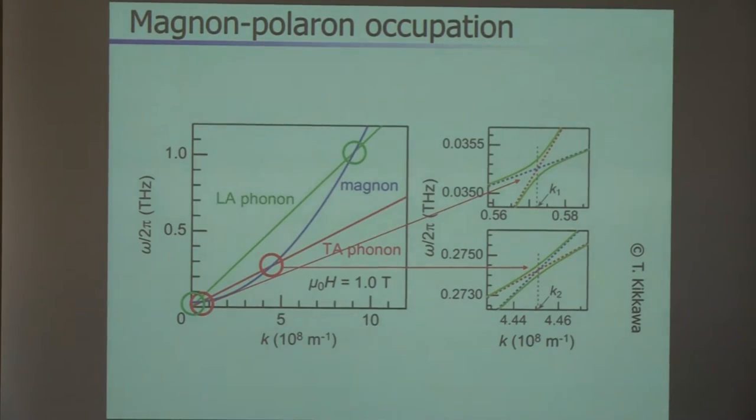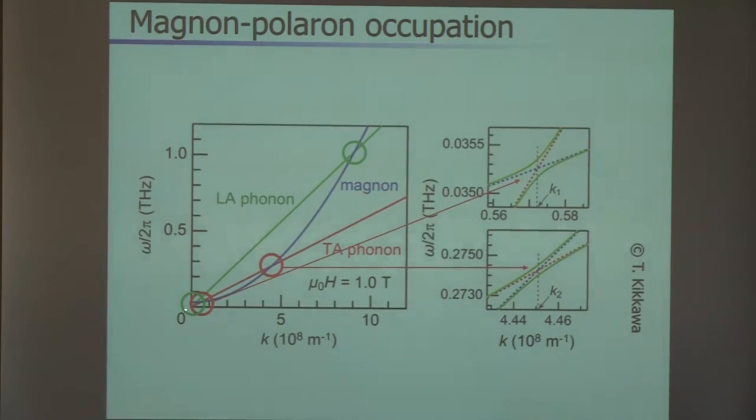Okay, so we now expand this picture of the dispersions a little bit. Here again are the transverse phonons, LR phonons, and we see now that the magnon is parabolic. Of course, in the real calculations we have to take into account the dipolar corrections, but this is just for a sketch.